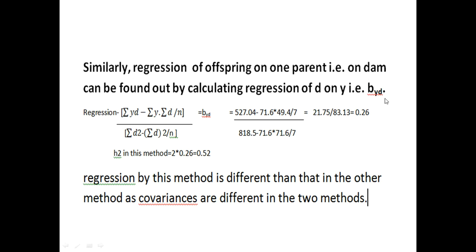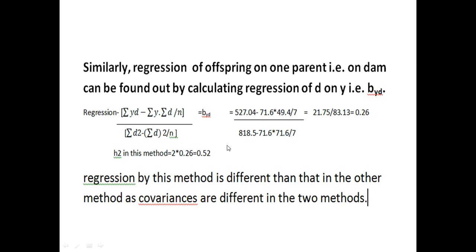So again switching to the current slide, as you can see, regression of offspring on one parent, that is on dam, can be found by calculating regression of Y on D, that is BYD. Regression is summation yd minus summation y into summation d upon n, whole upon summation d square minus summation d whole square upon n. Please read it as a square. I just said that in PowerPoint, after inserting the formula, it is damn difficult to put these squares and things, which is equal to BYD.